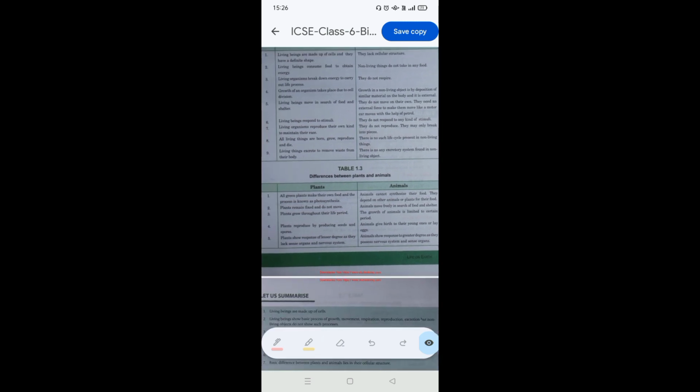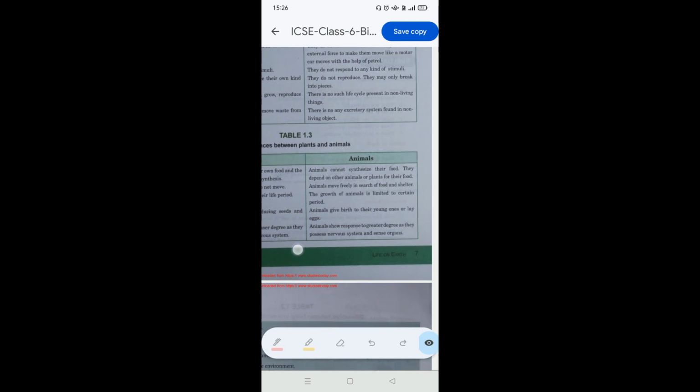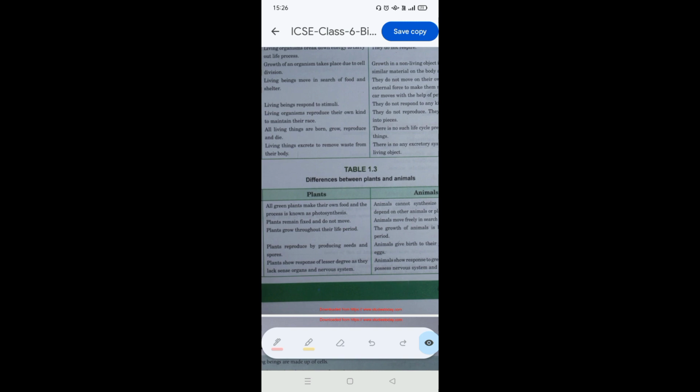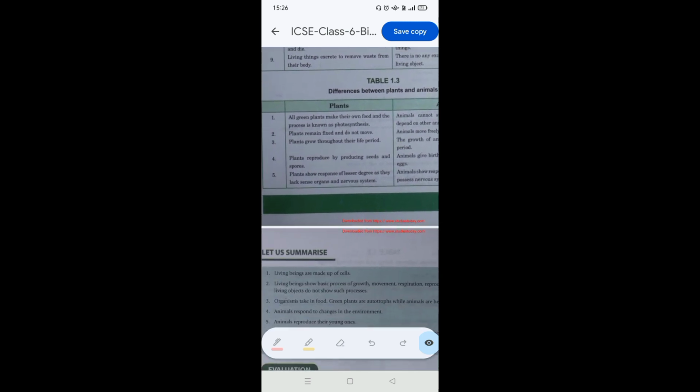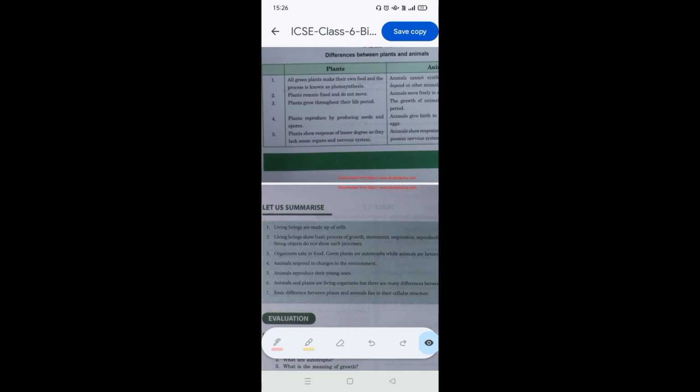Plants show response of lesser degree as they lack sense organs and nervous system, whereas animals show responses to greater degree as they possess nervous systems and sense organs. And moving on, actually, after this, the chapter is over. Moving on to the summary. Let us summarize.